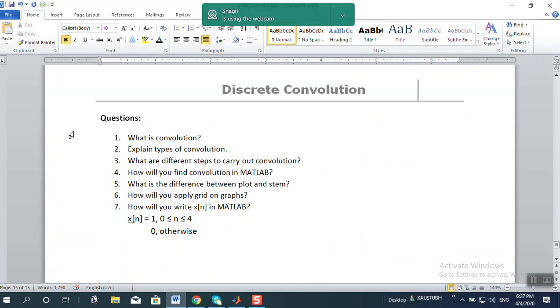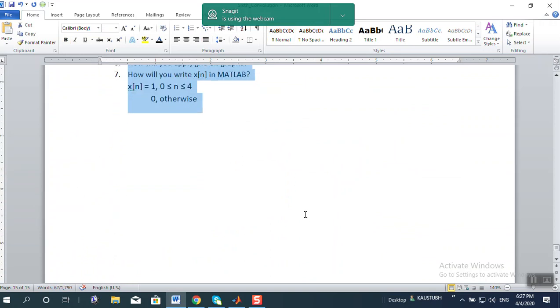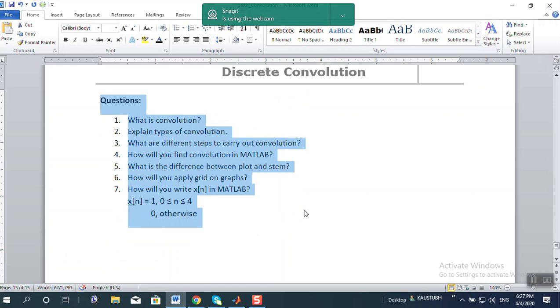Along with that, you have to answer these questions. What is convolution? Explain the types of convolution. What are the different steps to carry out the convolution? How will you find convolution in MATLAB? What is the difference between plot and stem? How will you apply grid on graphs? How will you write a function in MATLAB? For these questions, you need not submit them to me, but you need to answer them yourself this time.